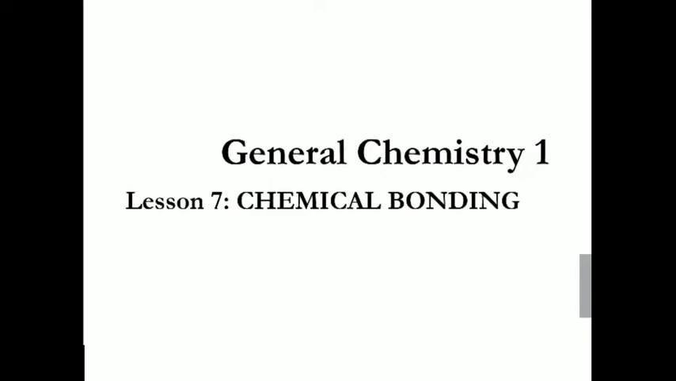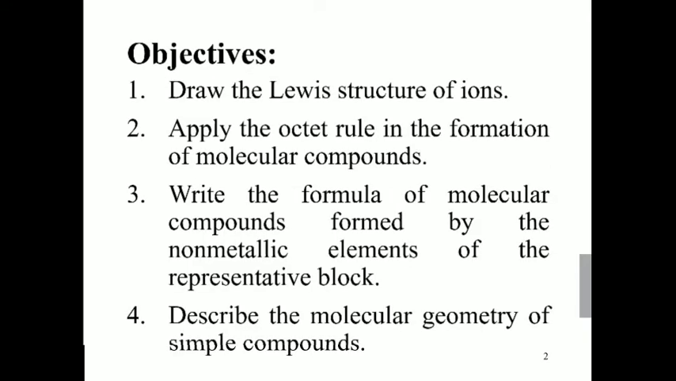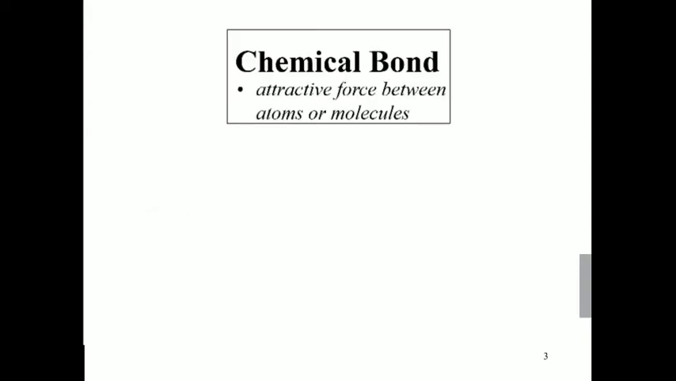Hi chemistry students! This video covers lesson 7 of your General Chemistry 1 entitled Chemical Bonding. For the objectives: draw the Lewis structure of ions, apply the octet rule in the formation of molecular compounds, write the formula of molecular compounds formed by the nonmetallic elements of the representative block, and describe the molecular geometry of simple compounds. First, let's define a chemical bond.